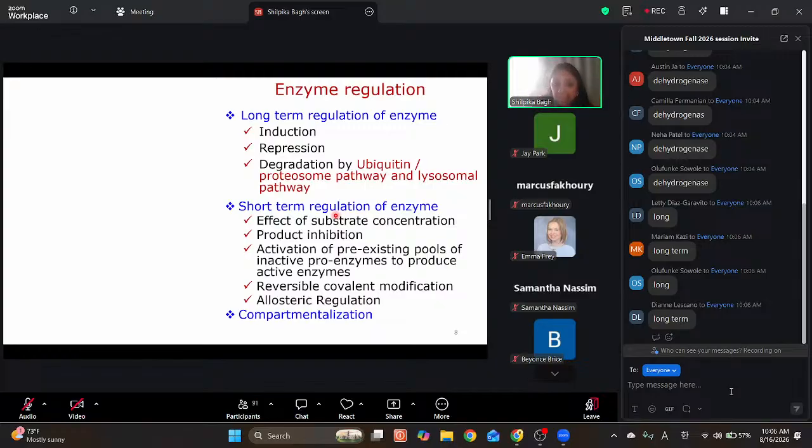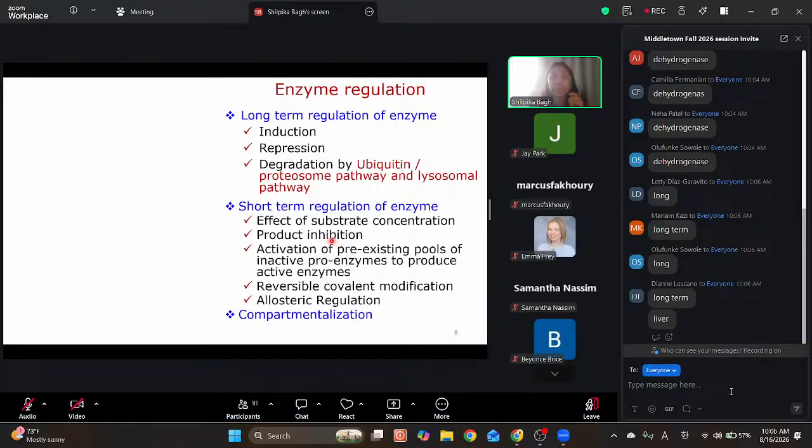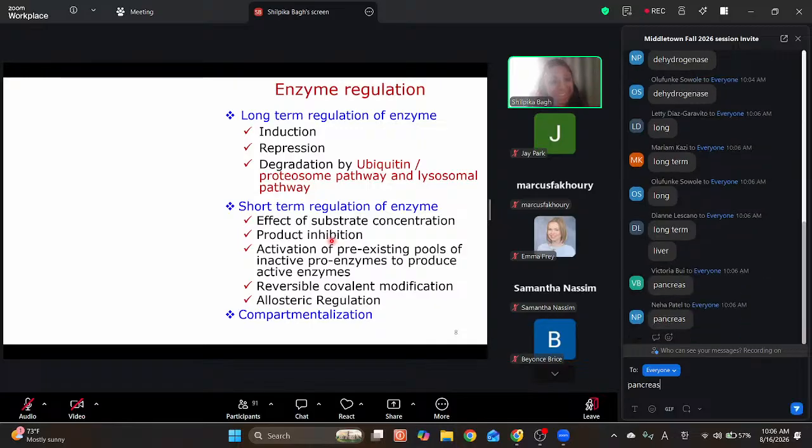But did we talk about glucokinase? So where is glucokinase releasing insulin from? You remember glucokinase releases insulin. Glucokinase releases insulin from the pancreas, right?